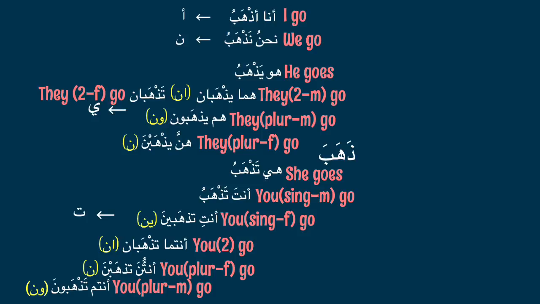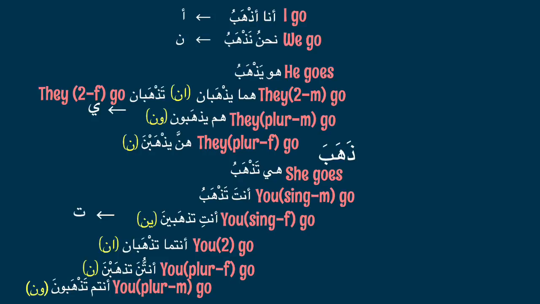Again, هو is a third person pronoun, so it takes a ياء. هو يذهب. Again, it's like أنا and نحن. The only difference is again the addition in the beginning. هو يذهب. What about هما?